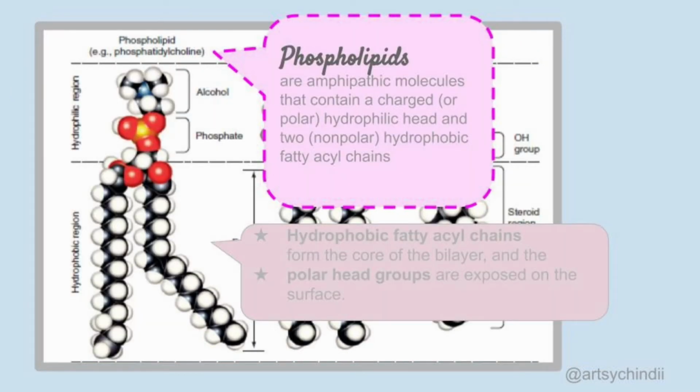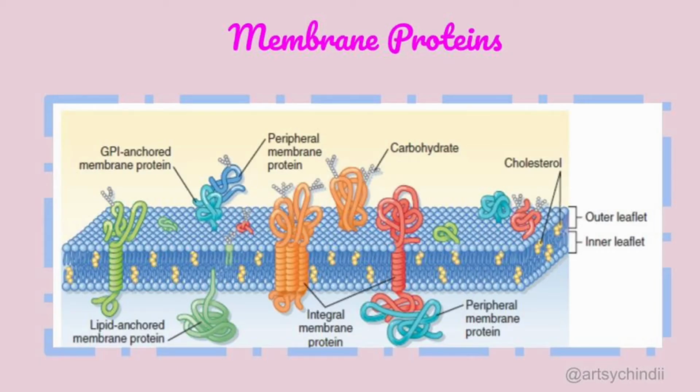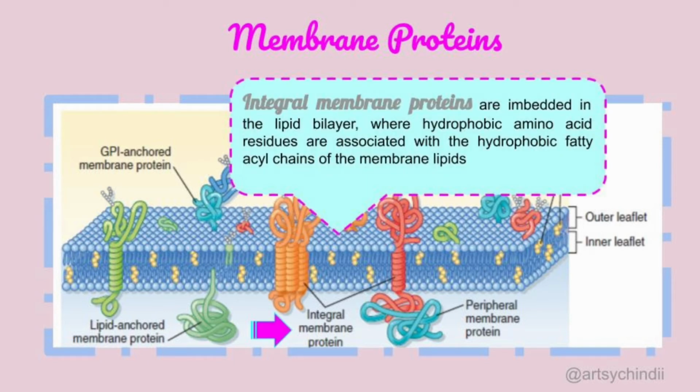Phospholipids are amphipathic molecules that contain a charged hydrophilic head and two hydrophobic fatty acyl chains. The hydrophobic fatty acyl chains form the core of the bilayer, and the polar head groups are exposed on the surface. The membrane proteins make up 55% of the cell membrane. These membrane proteins are classified as integral, lipid-anchored, or peripheral. The integral membrane proteins are embedded in the lipid bilayer, where the hydrophobic amino acid residues are associated with the hydrophobic fatty acyl chains of the membrane lipids.